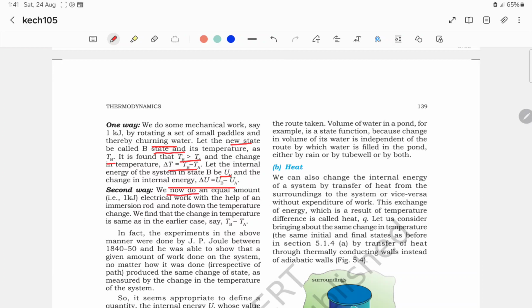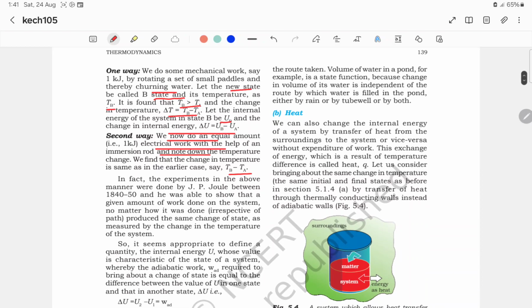Second way, we now do an equal amount of work, that is 1 kilojoule of electrical work, with the help of an immersion rod and note the temperature change. So we find that the change in temperature is the same as the earlier way, TB minus TA. In fact, the experiments in the above manner were done by J.P. Joule between 1840 and 50, and he was able to show that a given amount of work done on the system, no matter how it was done, irrespective of path, produced the same change of state as made by the change in the temperature of the system.